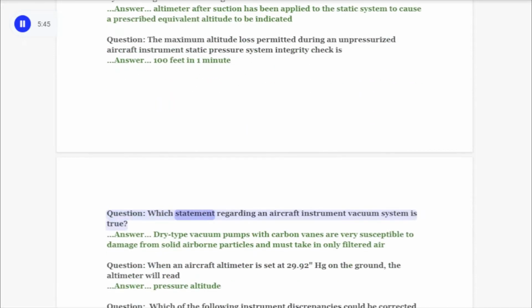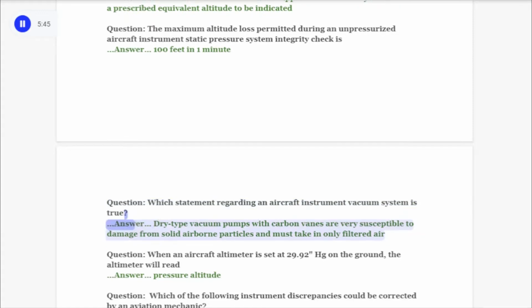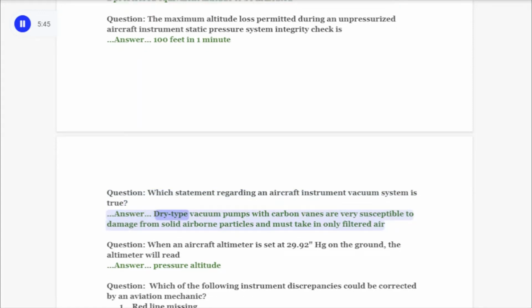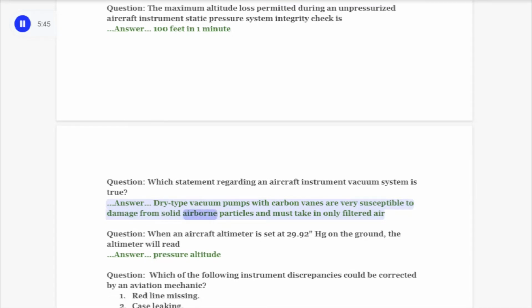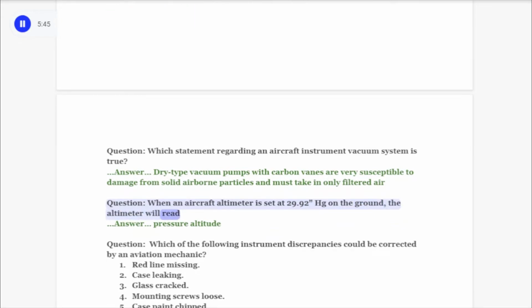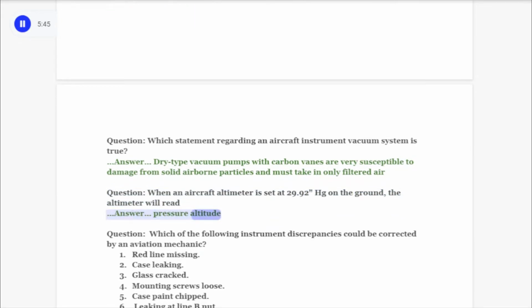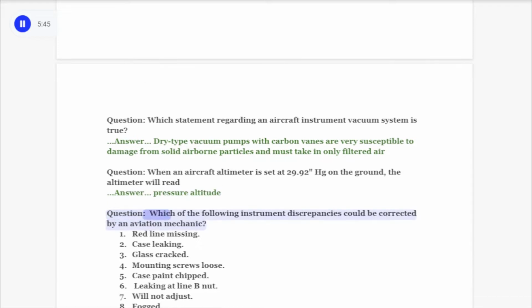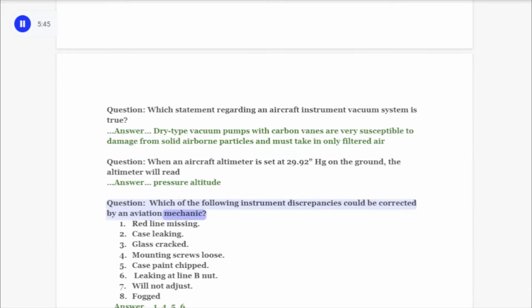Question: which statement regarding an aircraft instrument vacuum system is true? Answer: dry-type vacuum pumps with carbon vanes are very susceptible to damage from solid airborne particles and must take in only filtered air. Question: when an aircraft altimeter is set at 29.92 inch Hg on the ground, the altimeter will read? Answer: pressure altitude.